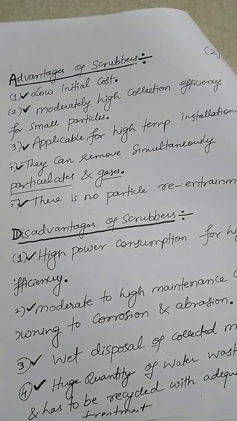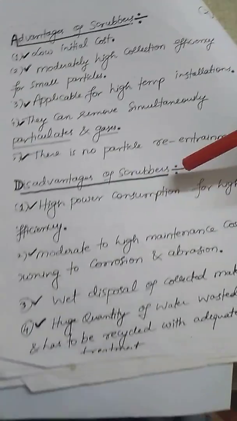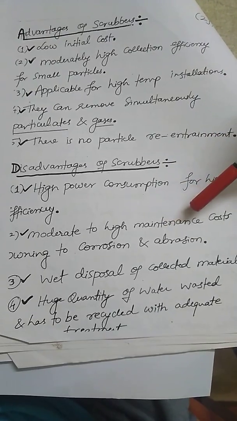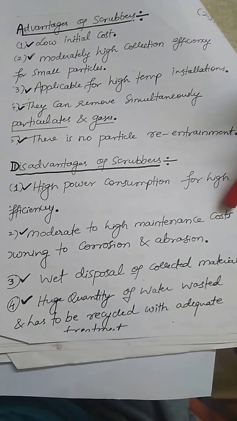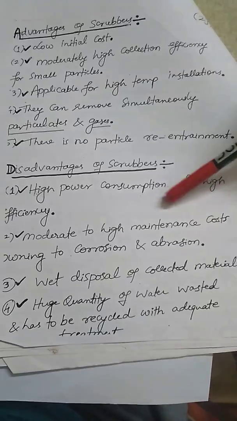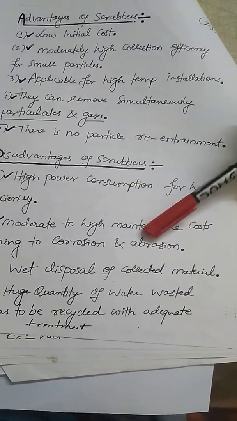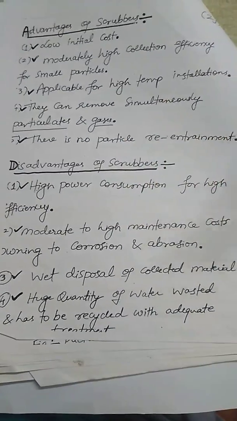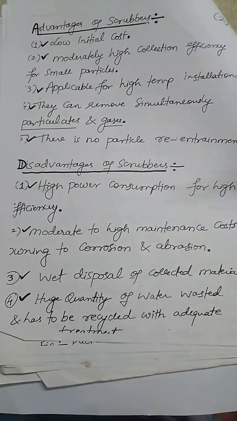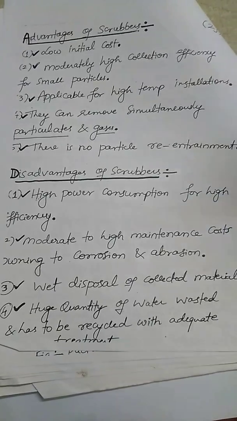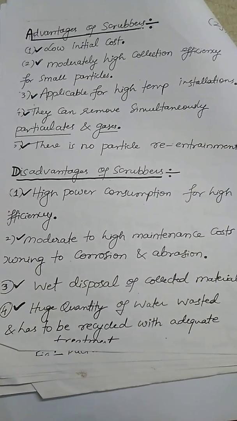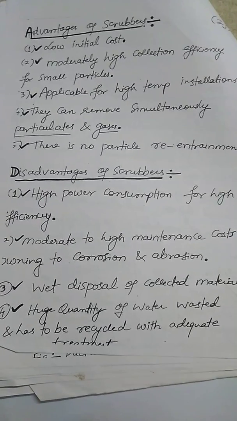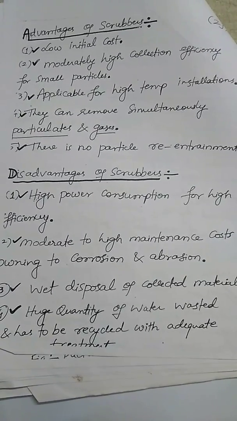Then the disadvantages are the high power consumption. These are going to consume high power. Then moderate to high maintenance cost is required, and there is a problem of corrosion and abrasion also. Why is there corrosion? With various kinds of gases, if it has SO2, the oxides of sulfur and all, it can easily react with the iron. If it is cast with MS, then it is going to get corroded. Then there is wet disposal of collected material.